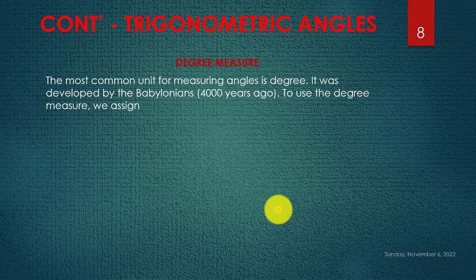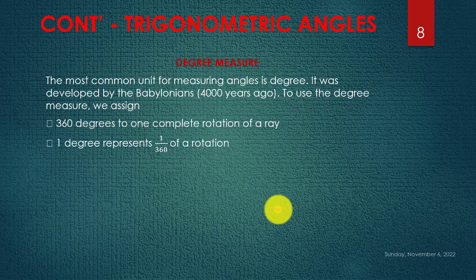It was developed by the Babylonians 4,000 years ago. To use this degree measure, we assign 360 degrees to one complete rotation. When you rotate a ray from its initial position and end at the same position, then you complete a rotation. So we assign 360 degrees to one complete rotation.